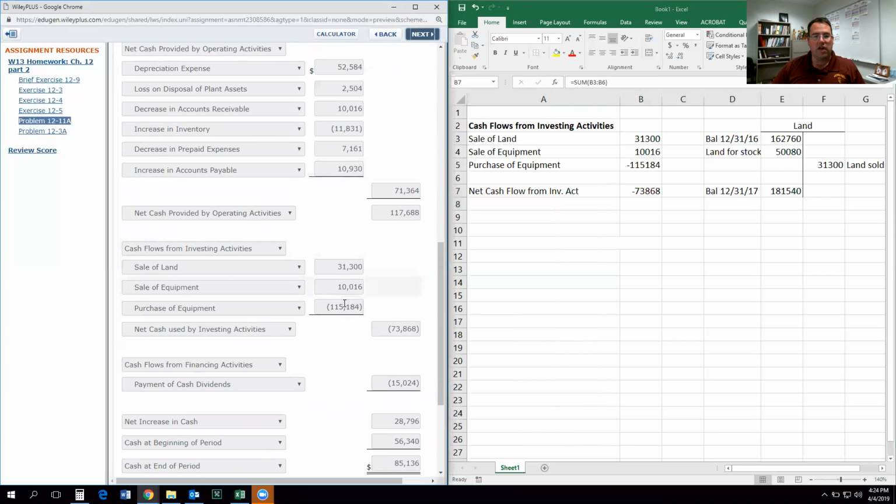So here it is just showing you the answer that they have in Wiley. I know these numbers are a little bit different than yours, but the concept should still be the same. So I hope this helps, and I hope it answers your question.